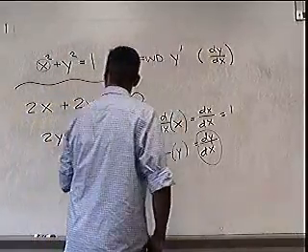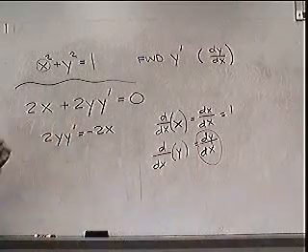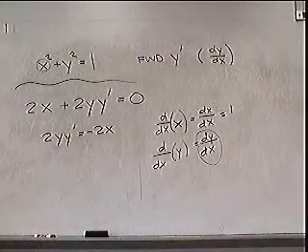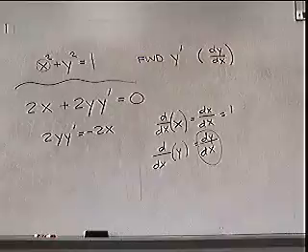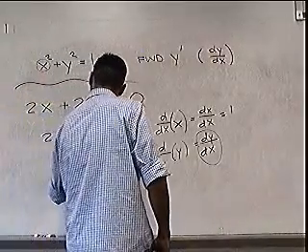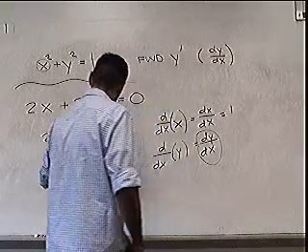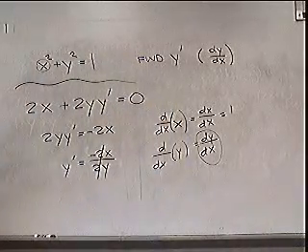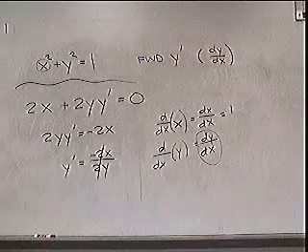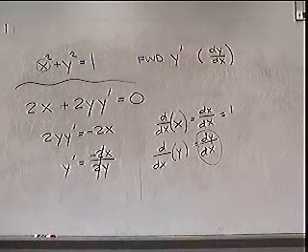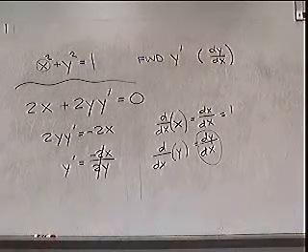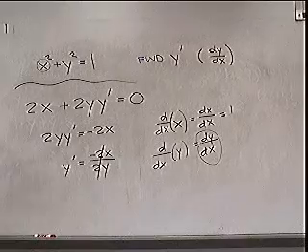So to isolate y prime, I'm going to move my 2x to the other side, and then I'm going to divide through by what? 2y. So can that just be negative x over y? Negative x over y. Cancel the 2's out. Negative x over y. What does this represent again?